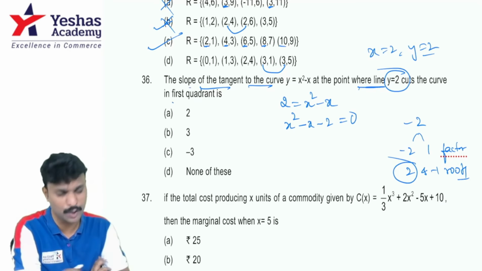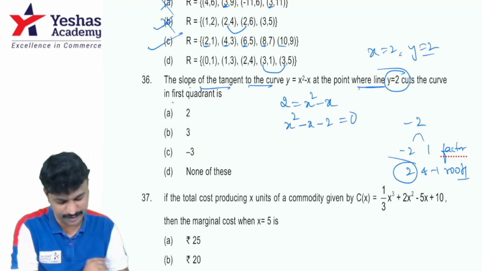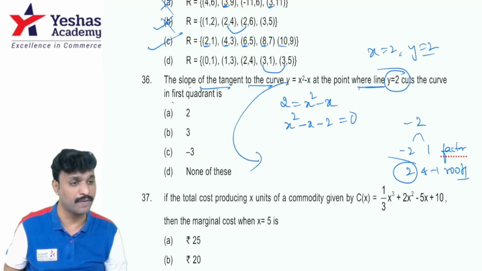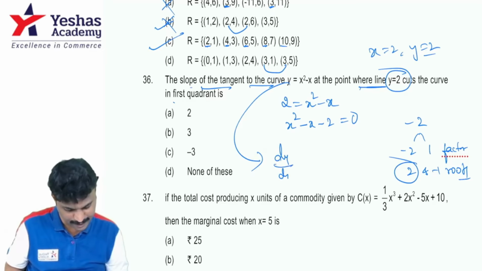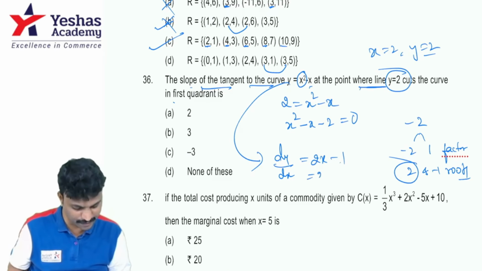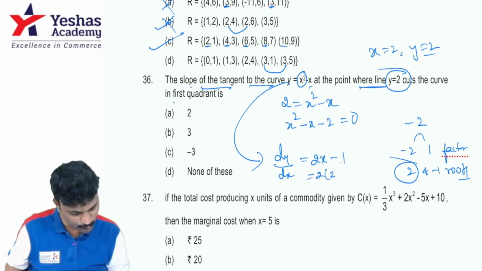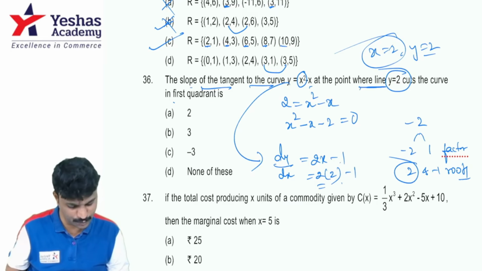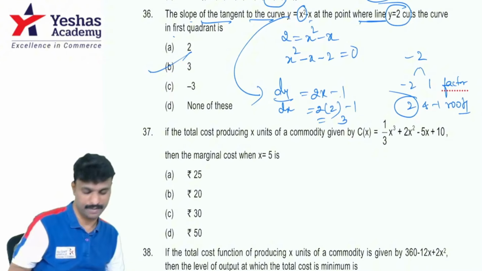Now, we need to find the slope of the tangent. How do I find the slope of the tangent? By differentiating the given curve. So that means dy by dx. What is derivative of x square? 2x. Derivative of x is 1. Now all I need to do is put the value of x as 2, because the x value we got is 2. 2x is 2 into 2, which is 4, and 4 minus 1 is 3. So option B is the right answer.